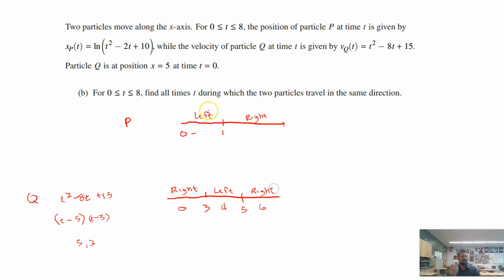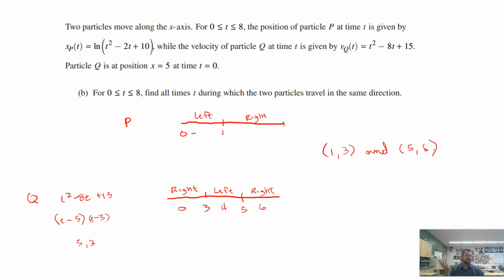So now what I have to do is compare these two different things to find out on what intervals it is moving in the same direction. Well, particle P is moving to the left from 0 to 1, and from 0 to 3 particle Q is moving to the right. So from 1 to 3, they're moving in the same direction, and also from 5 to 6. Those are the only times they're moving in the same direction, and in both of those cases, they're moving to the right.